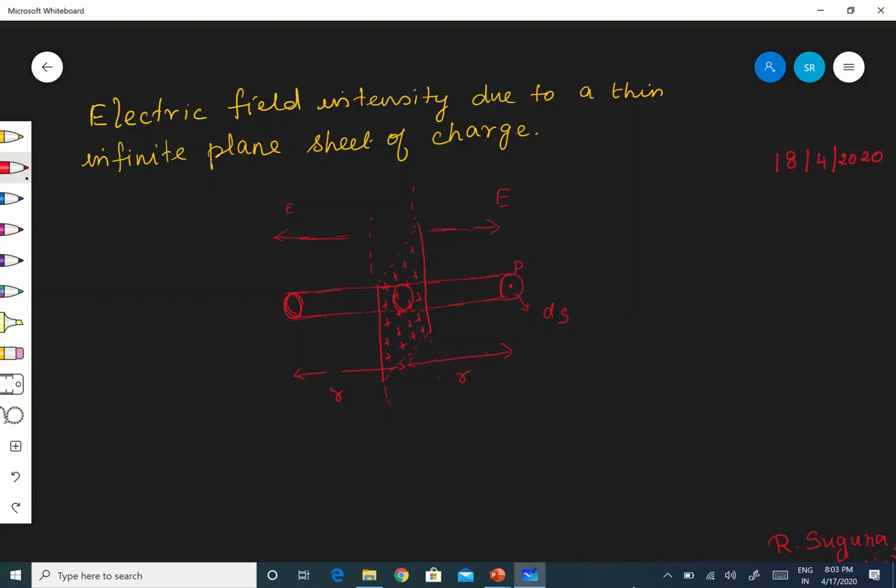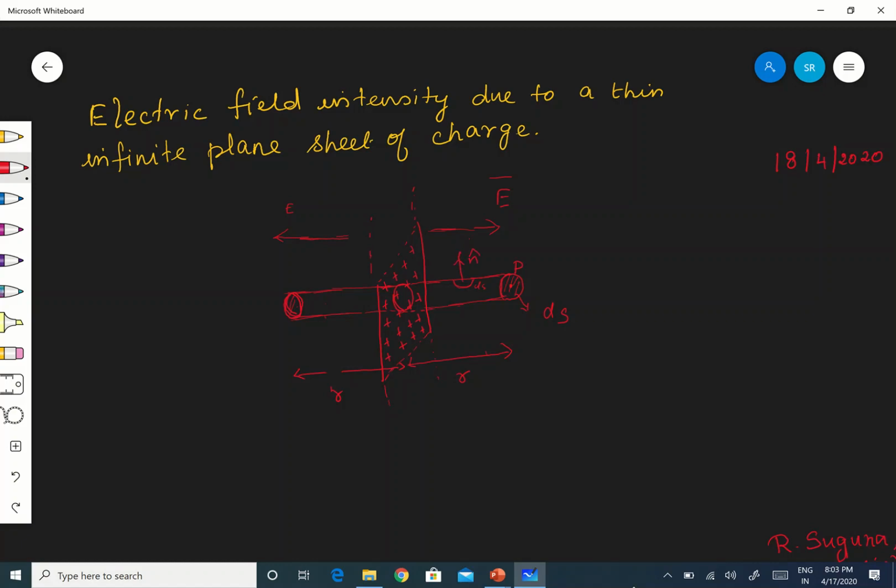Now if you take the curved surface, this is the curved surface, with the top and bottom end surfaces, that is the edges. If you take a small ds on the curved surface, what will be the area vector direction? The area vector will be normal to this. This will be your n.